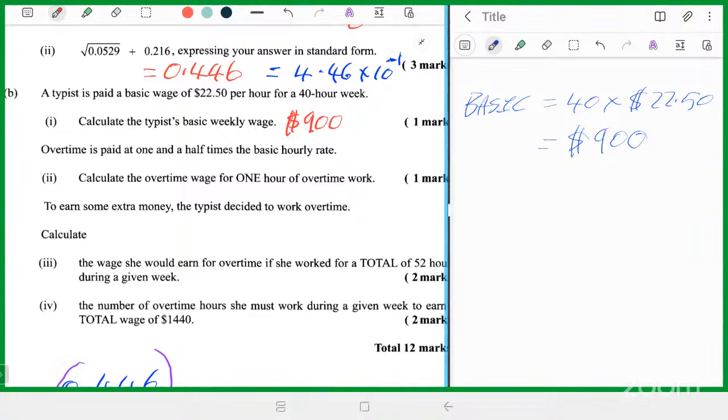It says overtime is paid at 1.5 times the basic rate. So you're going to multiply this hourly rate by 1.5. So see here now, the OT rate for part 2, the rate for overtime hours, is 1.5 times the basic rate of $22.50. That's going to tell you the rate. So it becomes 1.5 times 22.5, that's 33.75.